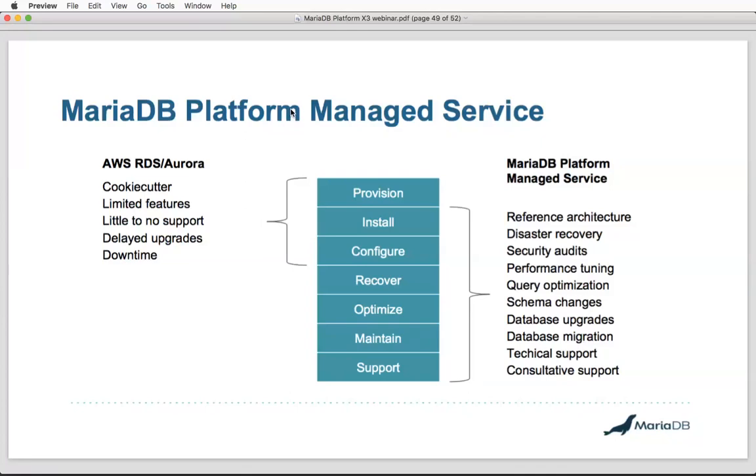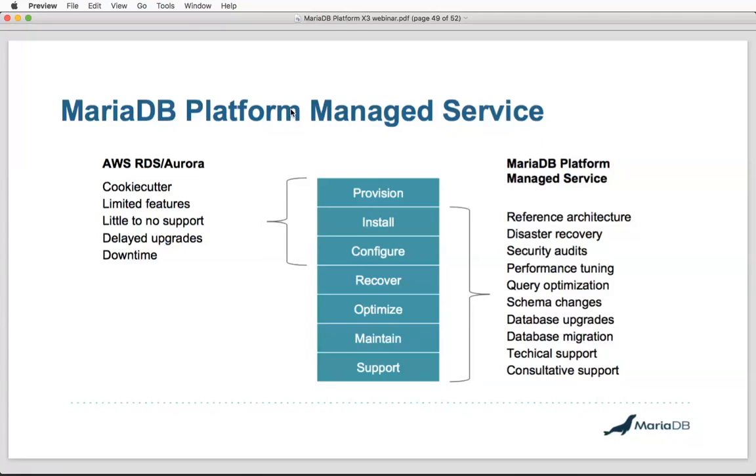Little to no database support. If you find a bug or a security issue, it's not Amazon who's going to be able to fix that for you. It's eventually going to come from MariaDB, and they have to wait until MariaDB does that. Delayed upgrades, and ultimately, you have to incur downtime, whether it's due to an upgrade or failover or scaling up, any of those things. MariaDB platform managed service is a little bit different.